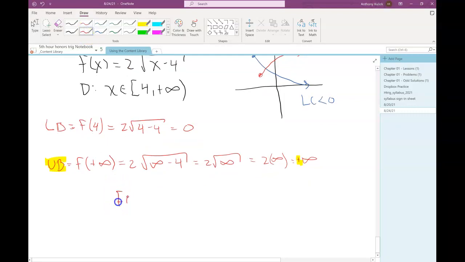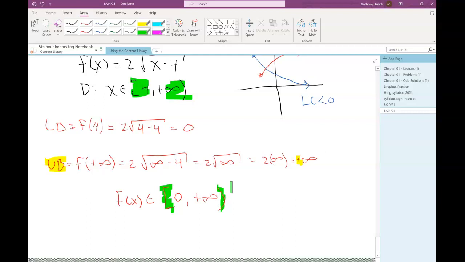So what I can say then is just f of x is a member of [0, positive infinity). And again, I'm using the bracket on the 0 because of the bracket on the 4, which is where the 0 comes from, right? Likewise, the parenthesis on the positive infinity, because we got the positive infinity from plugging in the positive infinity to have the parenthesis. So why did we decide to put in 4 for the lower bound?